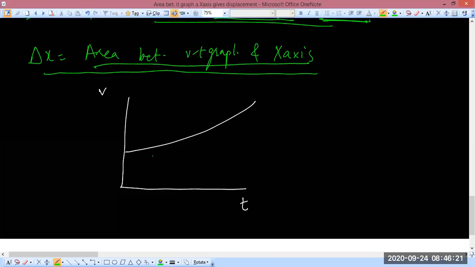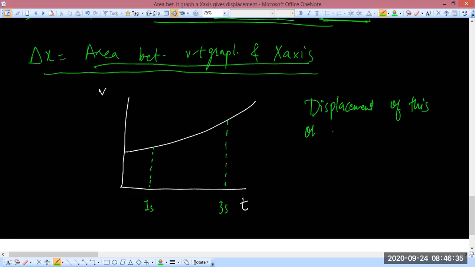And let's say here is time t equal to 1 second, and here is time t equal to 3 seconds. And I want to find out what's the displacement of this object from t equal to 1 second to t equal to 3 seconds.